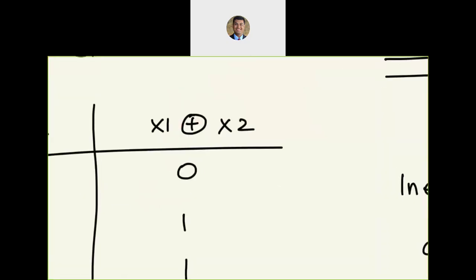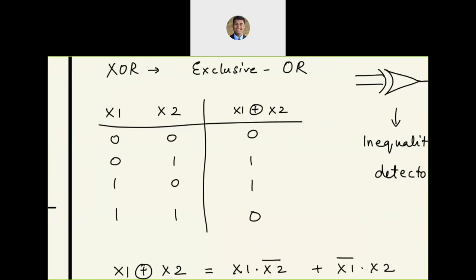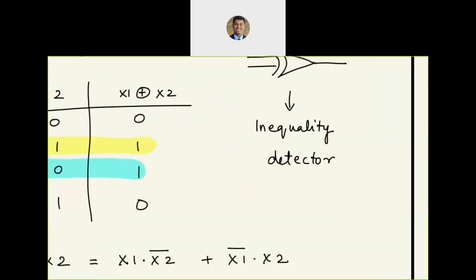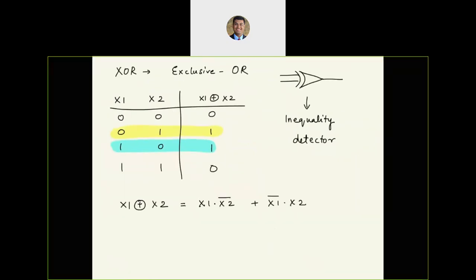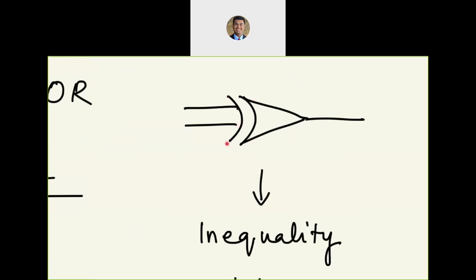You have a circle over the plus sign. The plus sign for OR, the circle to suggest that it is slightly different from an OR function. It's an exclusive OR operator. Only when both the inputs are different, the output is a 1. When the inputs are the same, the output is a 0. So the exclusive OR gate is also called an inequality detector because of how that truth table looks. It is detecting when inputs are different by giving an output of 1. The symbol is similar to an OR, but we have an additional arc at the input side.